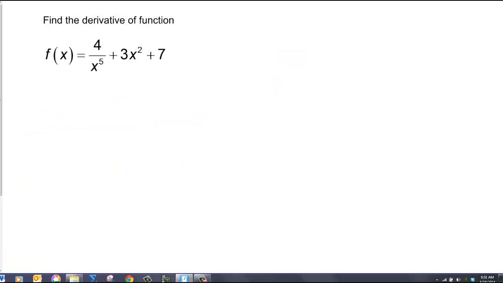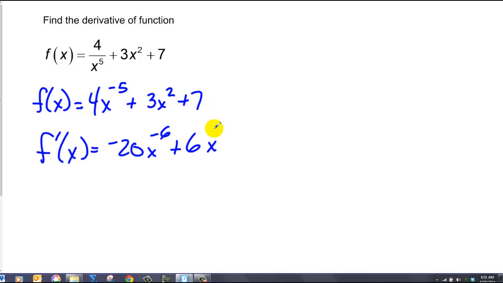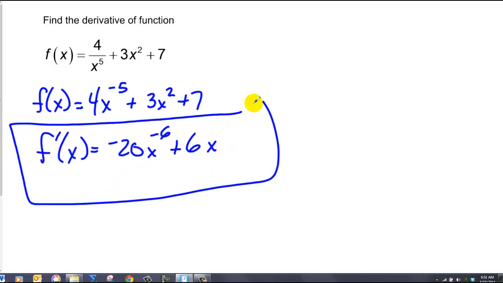Taking another one. Notice this isn't in that form yet, so I'll put it in that form. That's 4x to the negative 5 plus 3x squared plus 7. Therefore, the derivative, multiply, get negative 20. Subtract 1 from the power, and I get negative 6. Plus 6x, derivative of a constant is 0. Done.